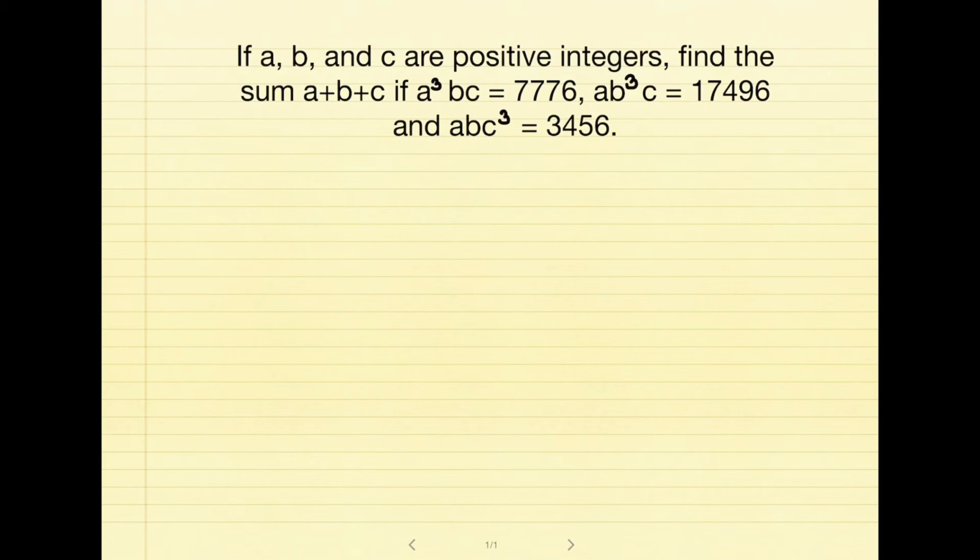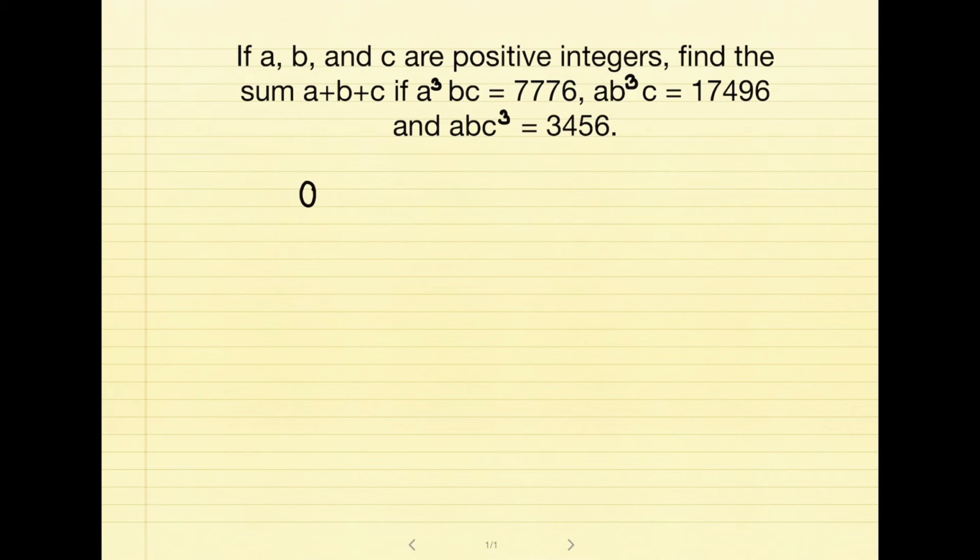Okay, so today our question is going to be the one right here. If a, b, and c are positive integers, find the sum of a plus b plus c if this equation and this equation are true. So what we're going to do first is multiply all three of these equations together.